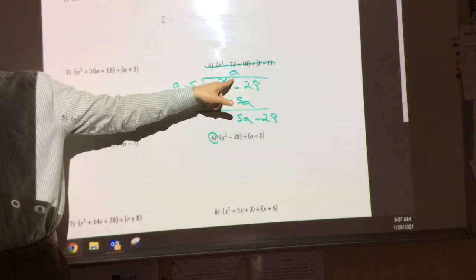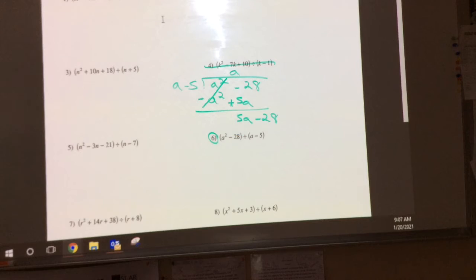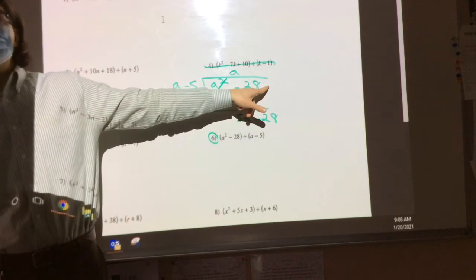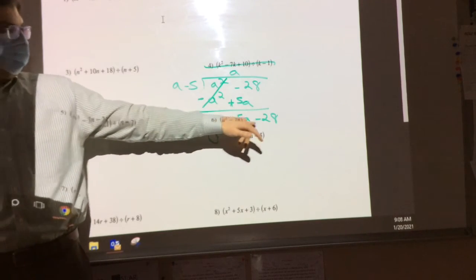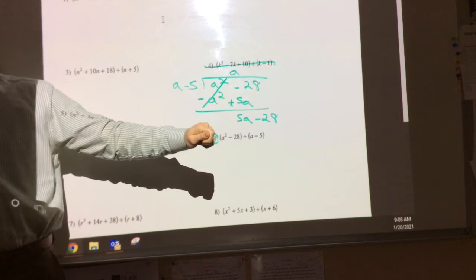I don't have an a value here to subtract, and since we've talked about polynomials, we can only combine like terms. So since there's nothing to add or subtract to the 5a, and this negative 28 does not have a variable, I just bring them both down, giving me 5a minus 28. That makes sense or no?